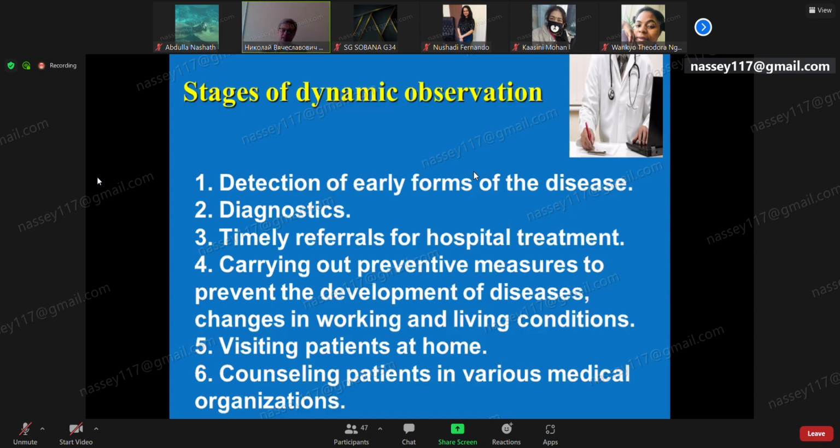The next step is diagnostics. Diagnostics, as you know, can include physical examination of the patient, some laboratory tests or methods, and instrumental examination or investigations.